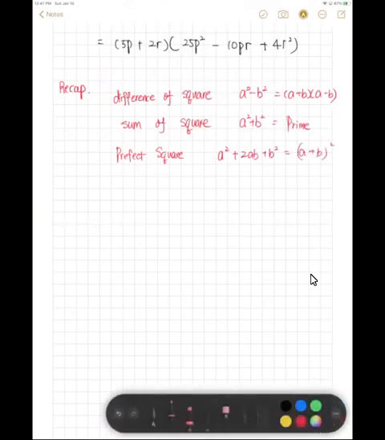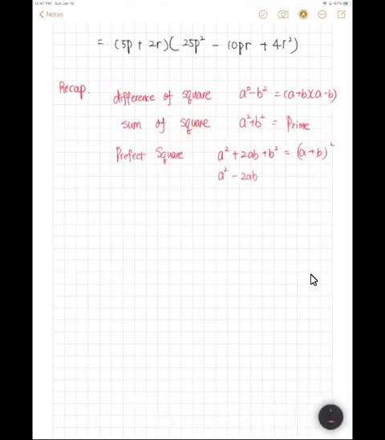If we use subtraction, it will be the same, which is a squared minus 2ab plus b squared equals (a minus b) squared. And then we also learn the sum of cubes, which is a cubed plus b cubed equals (a plus b) times (a squared, ab, and then b squared). We use SOAP to fill in the signs, which is same, opposite, always positive.